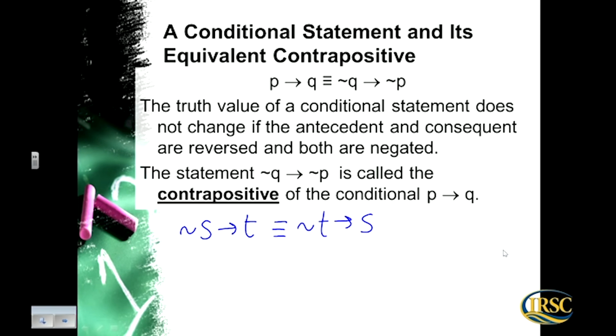Okay, so if your sentence already has the word not in it, when you go to write the contrapositive, then you have to take that word not out. So any questions there?